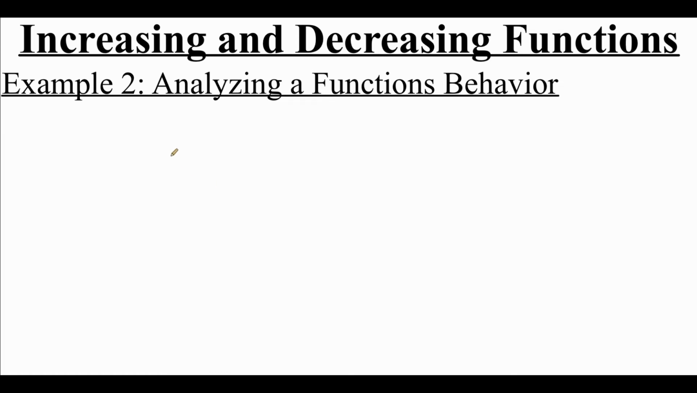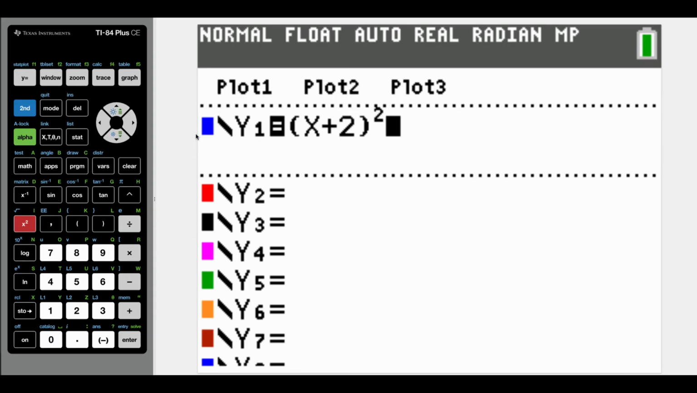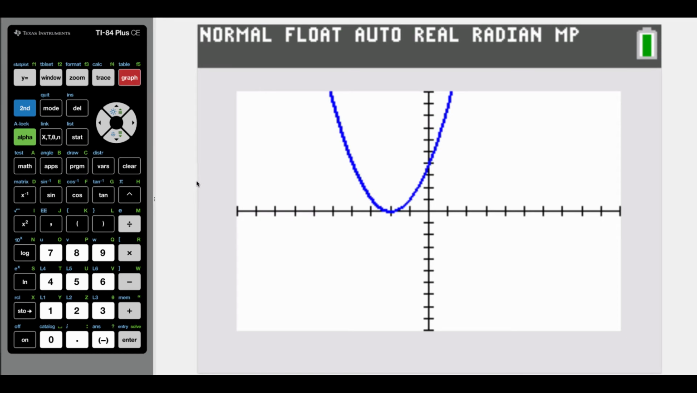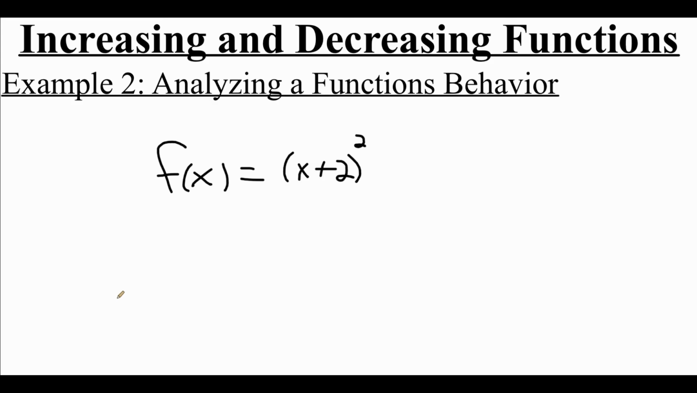Now we're going to look at another example here. This time we're going to look at the function f of x equals (x plus 2) squared. And just like we did before, we're going to look at the graph to help us out. I've already got my equation typed into my calculator, so I'm going to hit graph. We can see that our graph has a parabola shape, and as we read it from left to right, it starts coming down until we hit that x value of negative 2, and then it starts going up. We're going to use that to help us write out the intervals and describe what's happening. As we looked at our graph, the first thing we saw was that our graph was going down, meaning that it was decreasing.